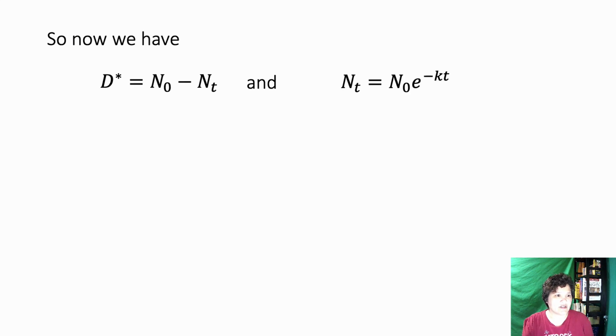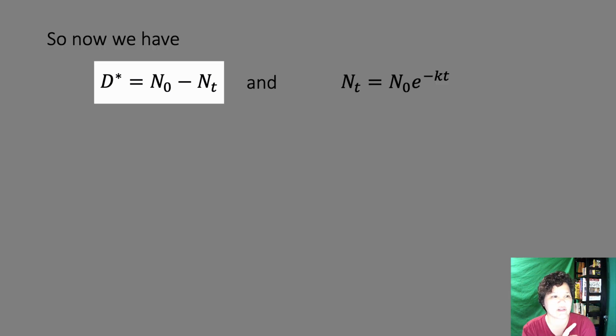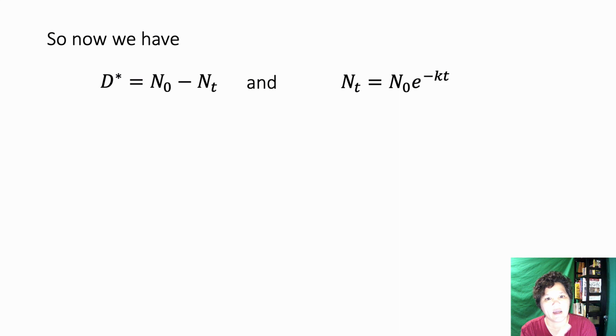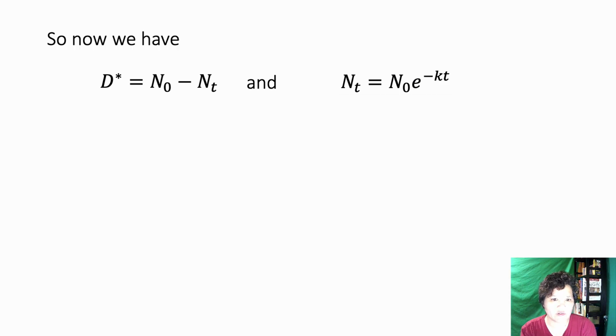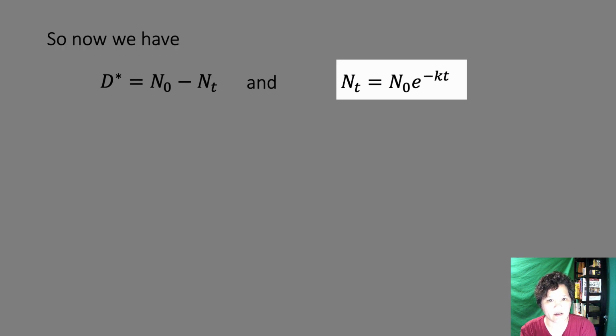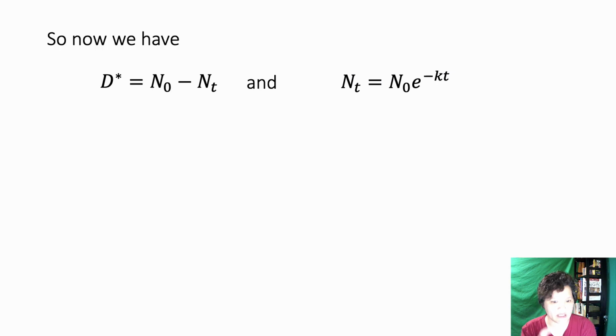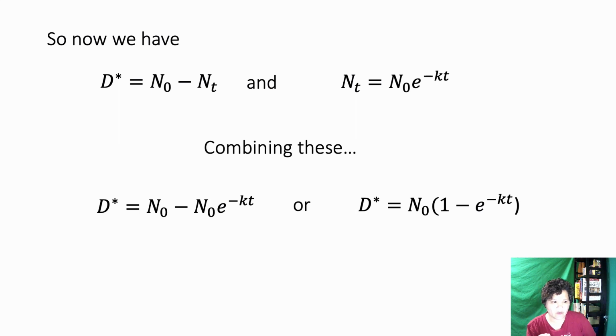Let's go back and look at the two equations we've just talked about on the last two slides. We have the equation that tells us the number of daughter atoms, and we have a relationship between N sub t and N sub 0. So now we can take this equation right here and plug it in for N sub t. Now we have an equation that relates the number of atoms of our daughter product to the number of atoms of parent isotope that we started with, given how much time has elapsed. This is something that we can calculate.